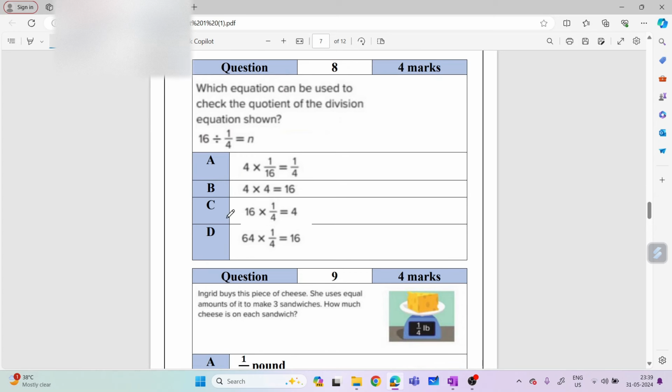See, which equation can be used to check the quotient of the division? You see this, with the KFC rule, division becomes multiplication, 1 by 4 becomes 4. Fill in the second number. It is 64. You see here, this 64 times 4 is 16. So simple.